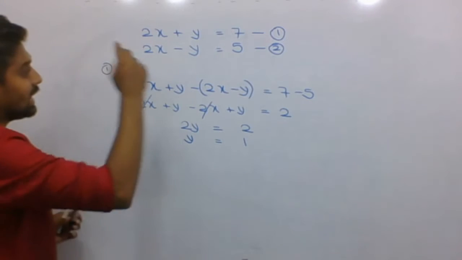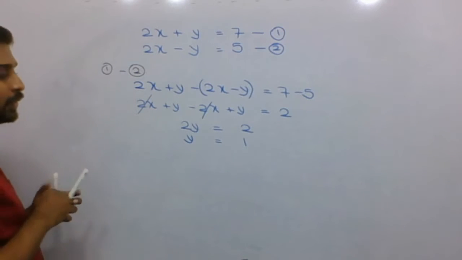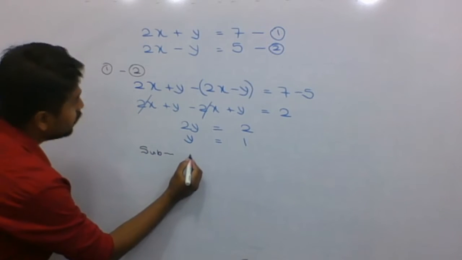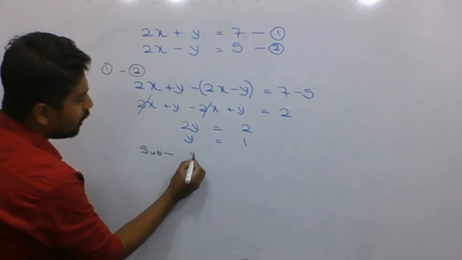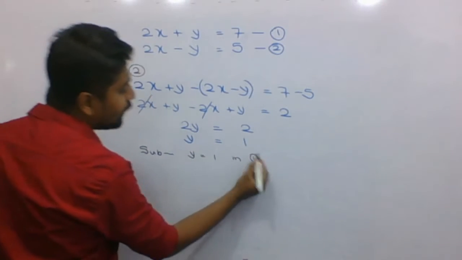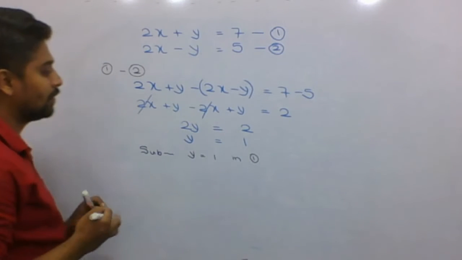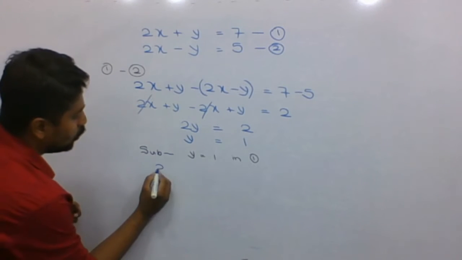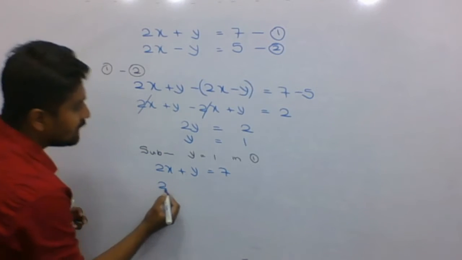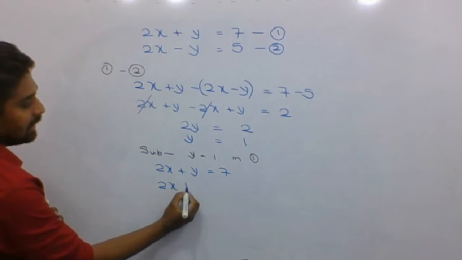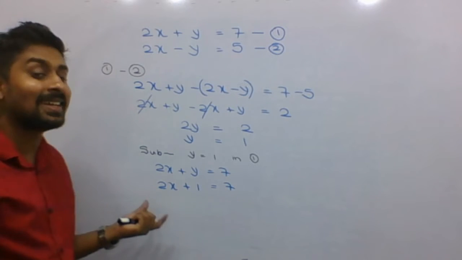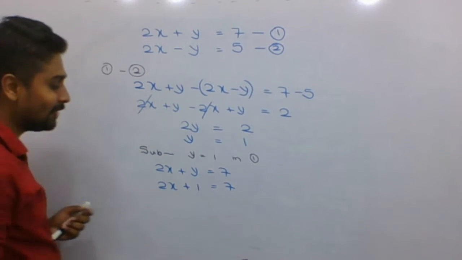Then let's find the x value. How to find the x value? You know the method. You are going to do the substitution. Substitute y equals 1 in any equation. I am going to do it in the first equation. Then it is 2x plus y equals 7. Instead of the x I keep 2x as it is, and instead of the y I put 1. Now this is a simple linear equation. We did this one.